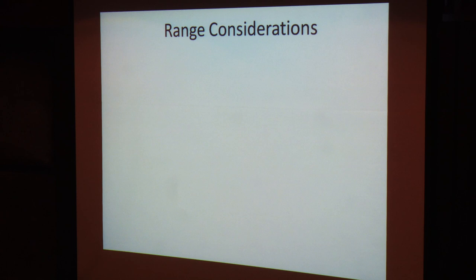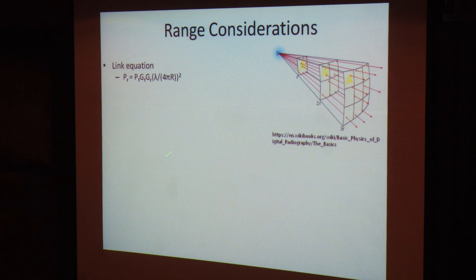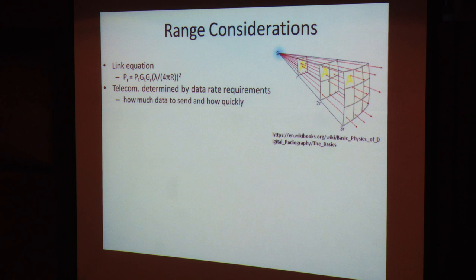So now I mentioned that we're going to talk a little bit about range considerations. The simple link equation relates the received power to the transmit power. It's a function of the transmit and receive gain. And then we have this 1 over r squared dependence, which is essentially how the EM waves spread out in space as they propagate. So you'll hear people talk about the 1 over r squared dependence of data rates, for example.